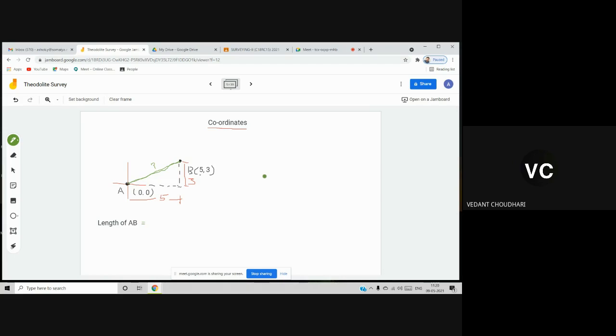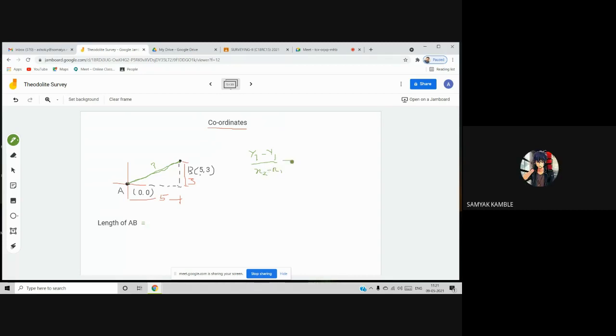Yes, by using slope formula. Y2 minus Y1 upon X2 minus X1. Yes, sir.